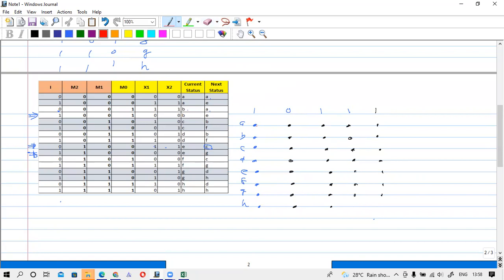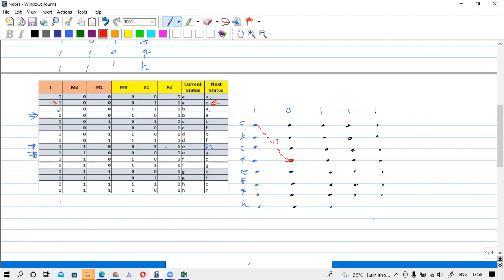So now we are in state A. Now you can see the input is 1, so it will move to state E if the input is 1. What is the output? 1, 1. So here, it has moved to state E, that is this one. What is the output? It is 1, 1.